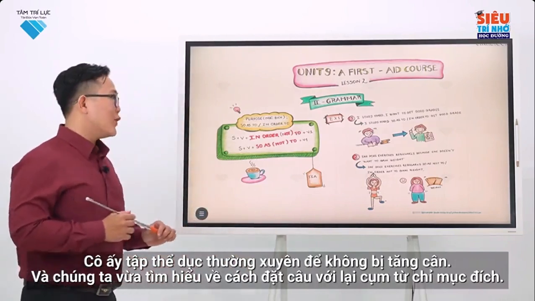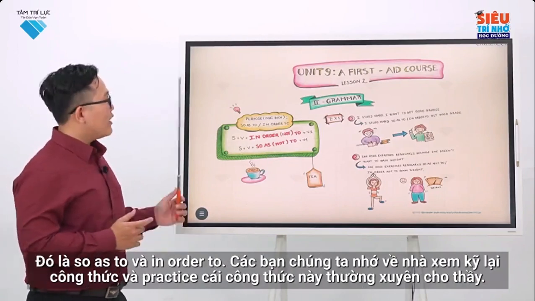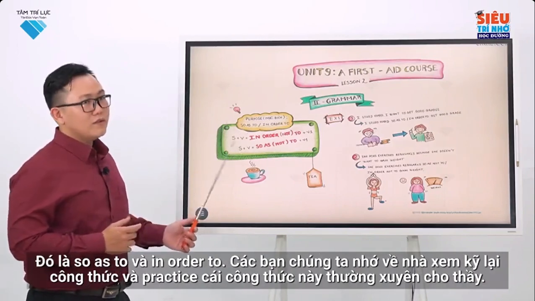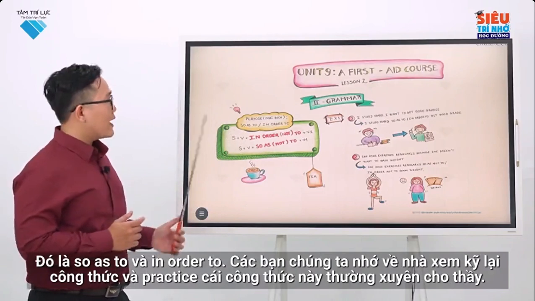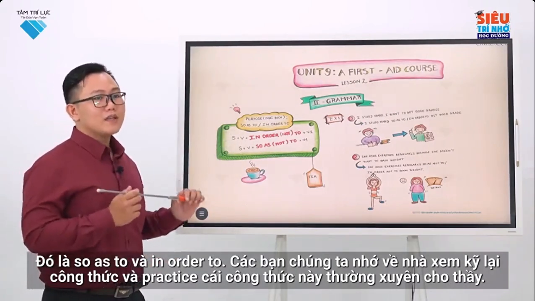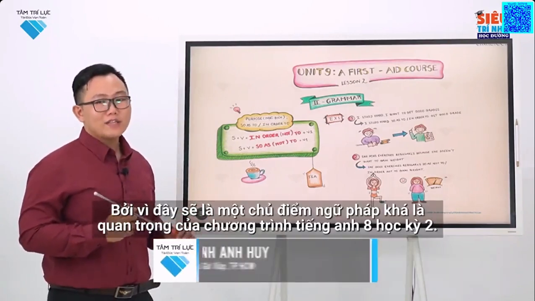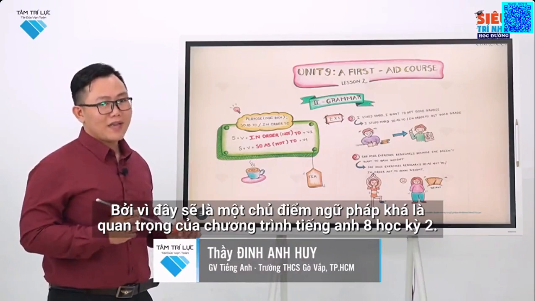So we have just learned about how to make sentences with the phrases of purpose. That is, so as to and in order to. Remember to reread the structure at home and practice this structure regularly, because this will be a grammar that is quite important in 8th grade English, semester 2.